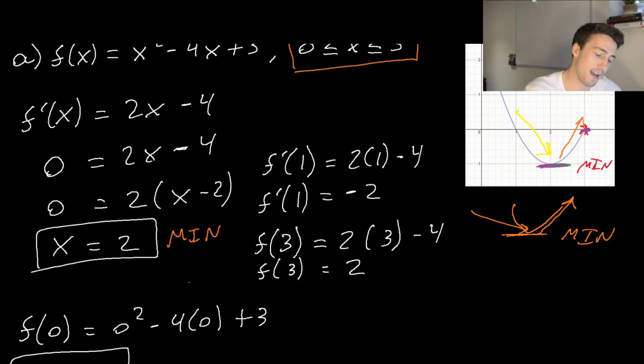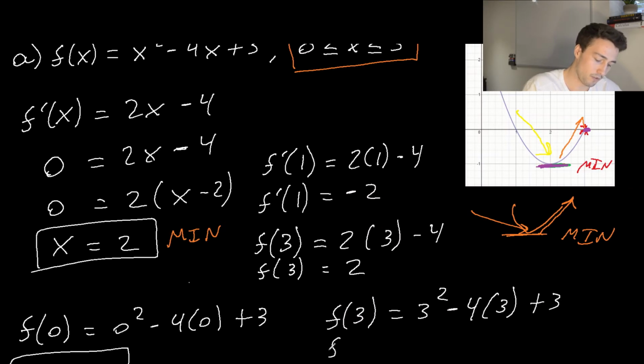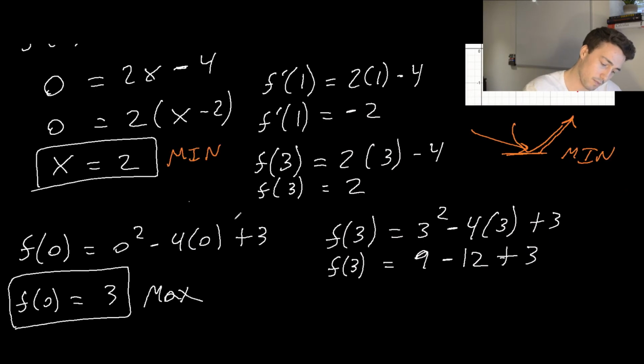So we know for a fact that it's not the case that this endpoint actually shows a minimum or maximum. But let's just do it anyways to prove this point. So here this will be f of 3, and that's going to equal 3 squared minus 4 times 3 plus 3. So this gives us 9 minus 12 plus 3, which gives us a value of 0.